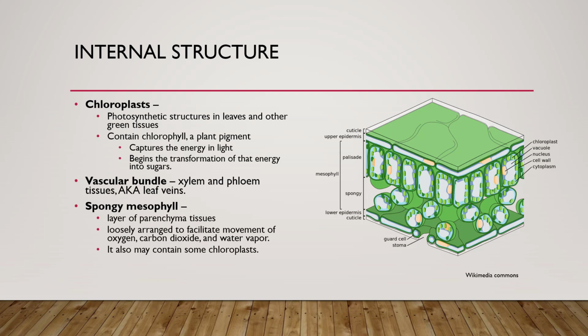The vascular bundle, the xylem and the phloem tissues, are part of the leaf veins. And then spongy mesophyll is also parenchyma tissue. It's loosely arranged, and this helps water, oxygen, and carbon dioxide move throughout the leaf. It may also contain some chloroplasts.